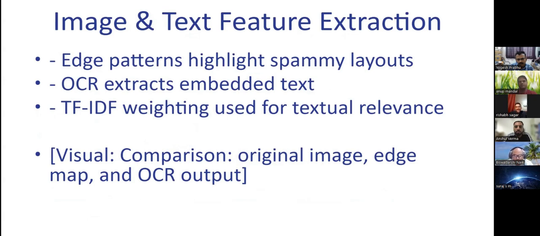Using techniques like Canny edge detection to identify the density and distribution of edges, spam images might have more cluttered or irregular edges, which are caught by the edge detection techniques. These edge patterns highlight spammy layouts. The OCR extracts the embedded text. TF and IDF weighting is used for textual relevance.